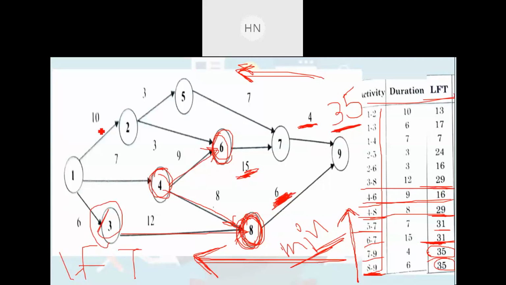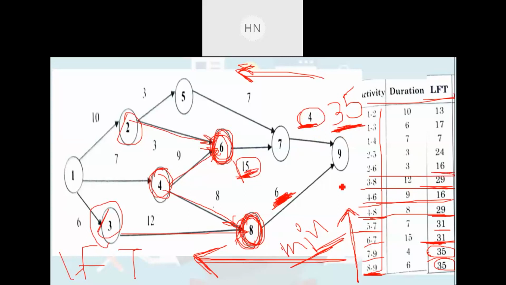Then for 2 to 6, this is 2 to 6. To reach up to the sixth event, again we need to deduct this 15 and this 4. These both numbers you need to deduct or subtract from this 35. You will be getting the answer as 16.